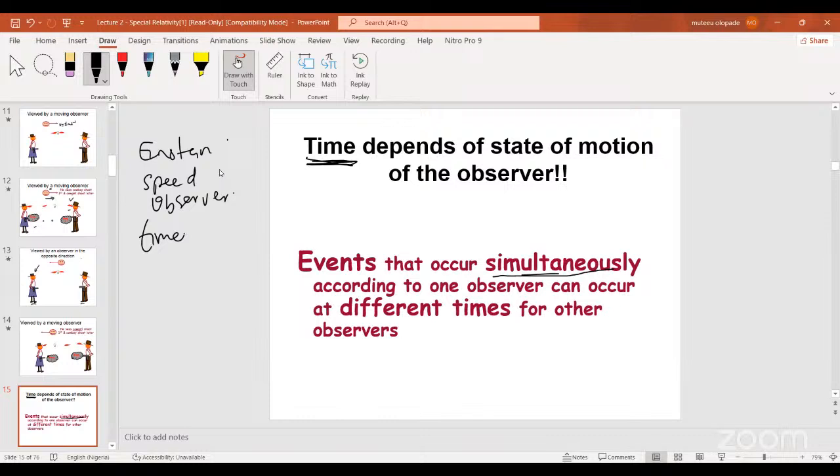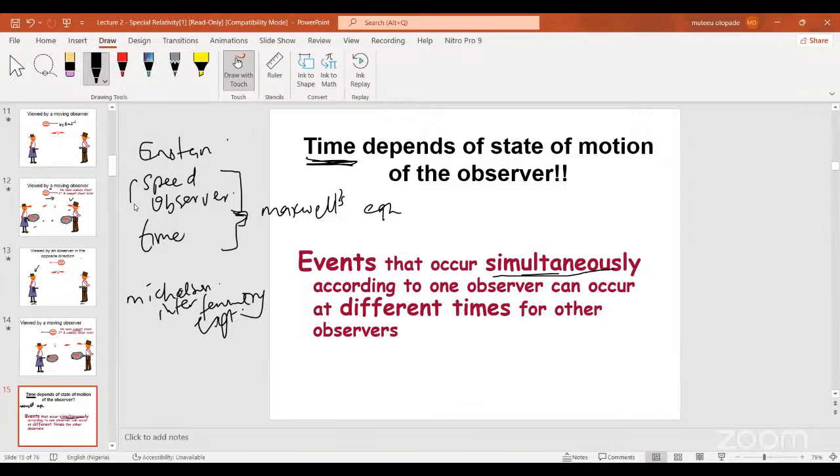And that was the reason why it got to a level where, performing the Michelson-Morley interferometry experiment, the Maxwell's equation could not be explained. So another law now came and said, no, we need to consider the speed of the observers as well as the time the event takes place.